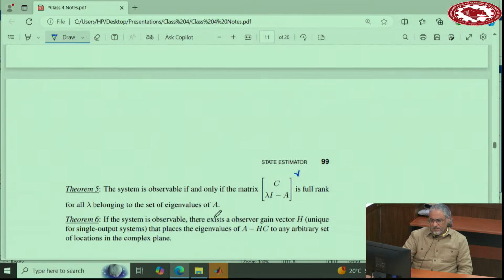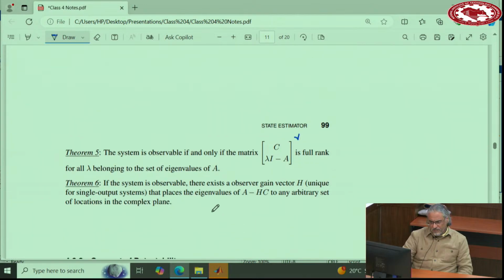And the third theorem, similar to the previous case, says if these conditions are now satisfied, you can find an edge that moves the eigenvalues to any arbitrary location. So if the system is observable, you can move its poles to any location you want. The case that it may not be observable is if, for one of the eigenvalues, the rank of this matrix is not full. Then that particular mode, you cannot estimate.